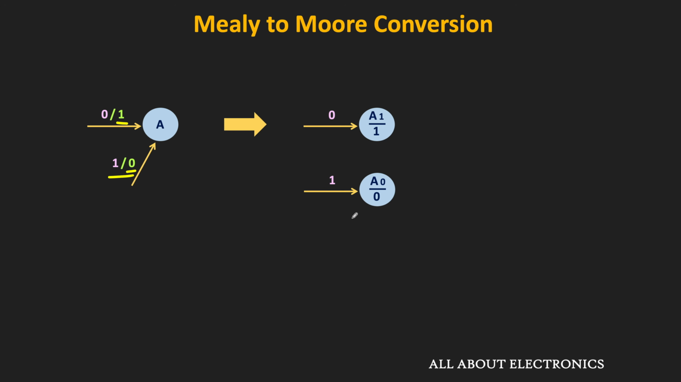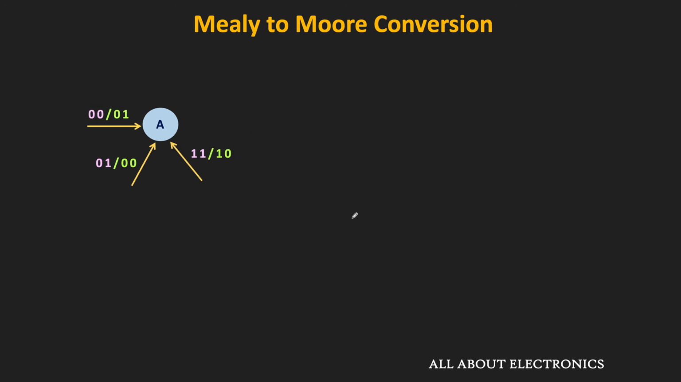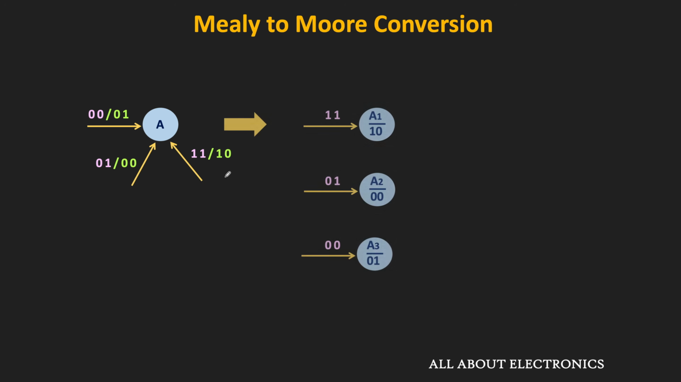But suppose we have three different outputs, then we need to split the original state into three states. For example, in this case, for the three incoming transitions, we have three different outputs. That means for the 0 0 input, the output is equal to 0 1. Likewise, for the 0 1 input, the output is 0 0, and similarly for the 1 1 input, the output is 1 0. So here we need to split the original state into three different states.